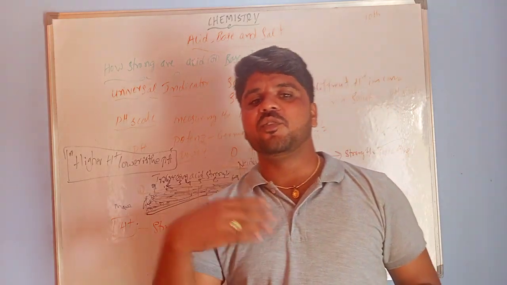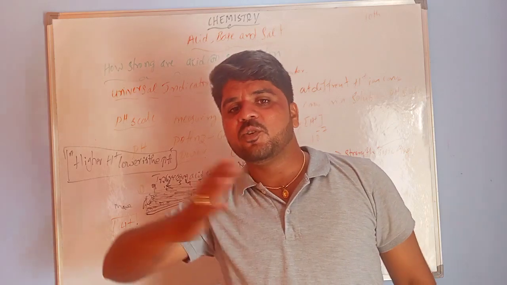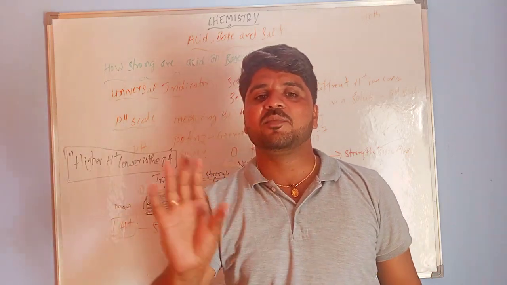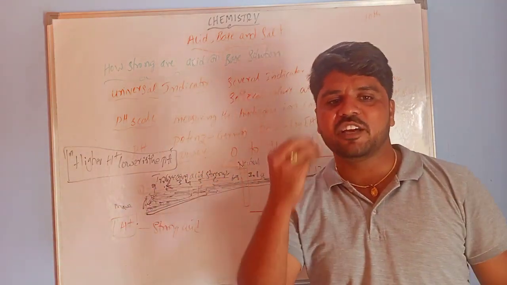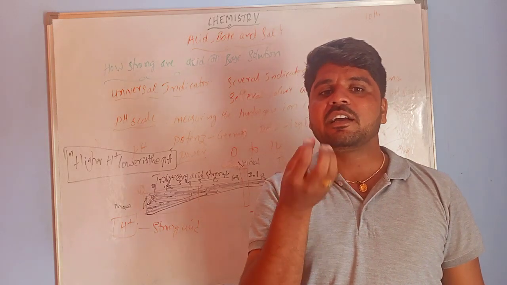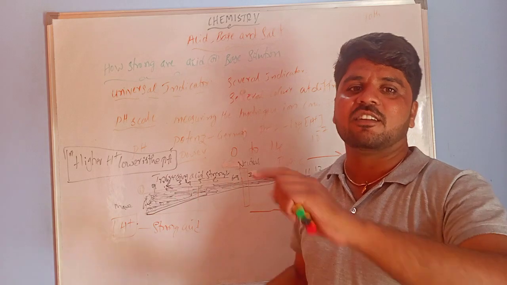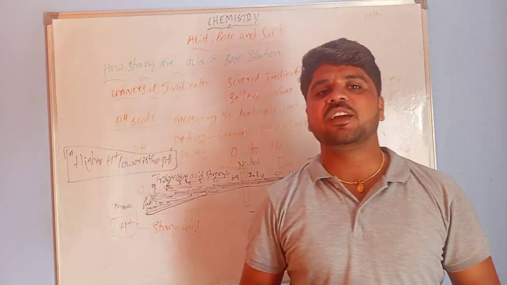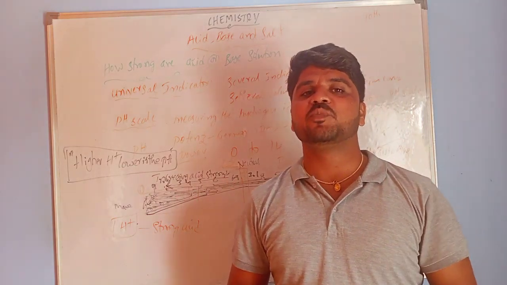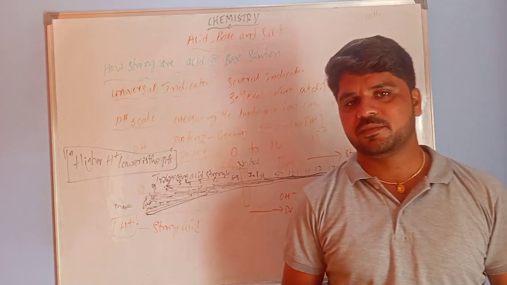And 10 to 14 is blue, and if you go to 13 to 14, dark blue is there. That means they are showing some colors when the pH scale indicates all these several colors. Carefully observe, we have Table 2.2, in which we have solutions.